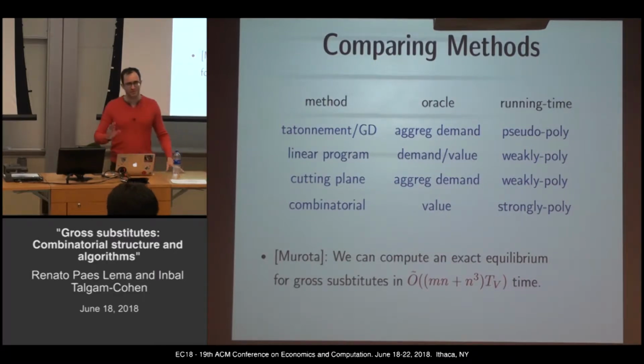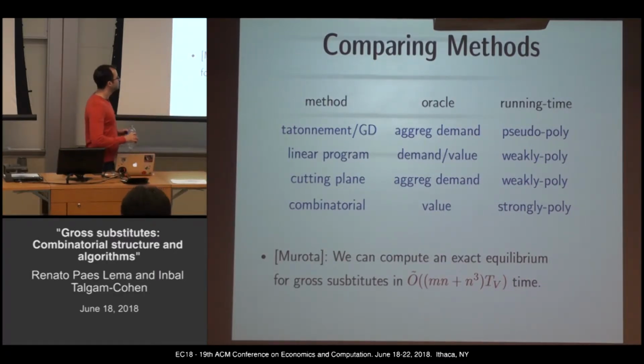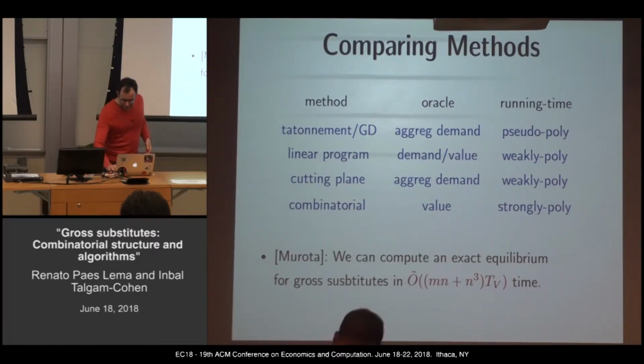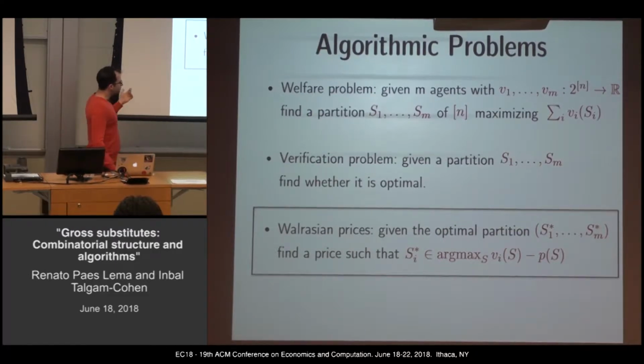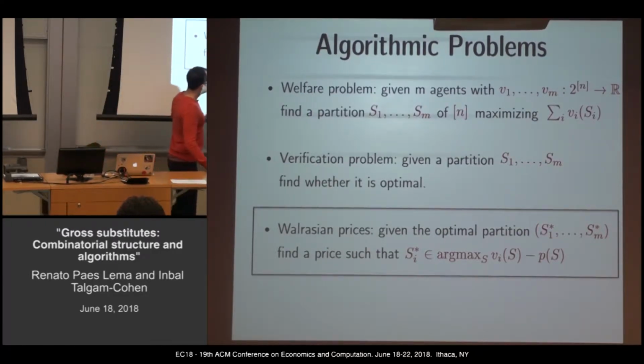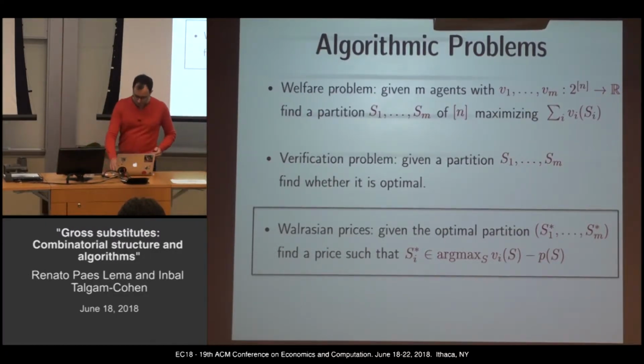Okay, good. So I think at this point, can we jump to combinatorial algorithms? All right. I like these combinatorial algorithms because a lot of things come together, like network flows and shortest paths. A lot of interesting techniques get used here. So I'll start with this problem: given an optimal partition, find Walrasian prices that support this partition.